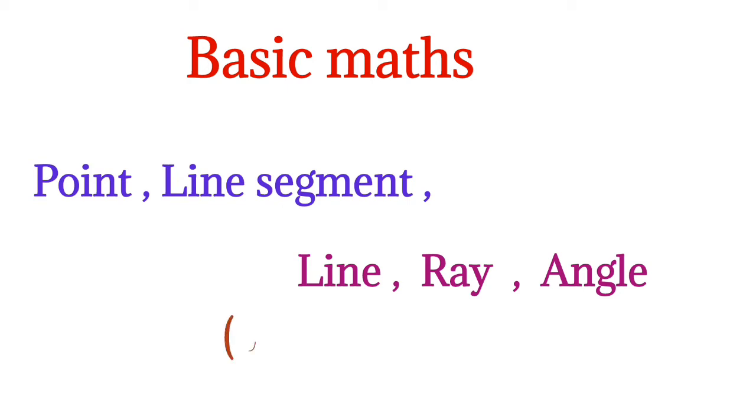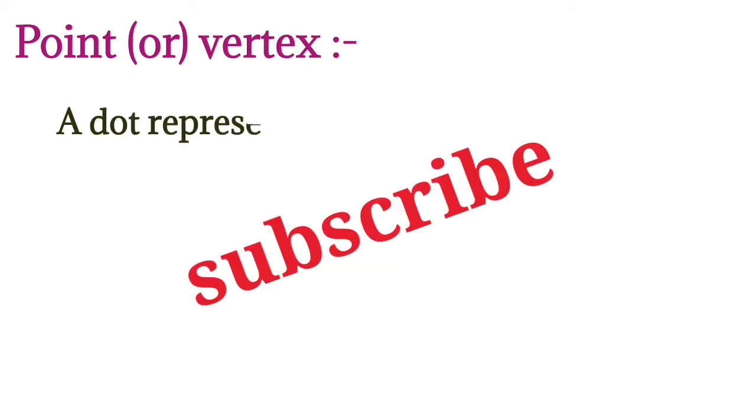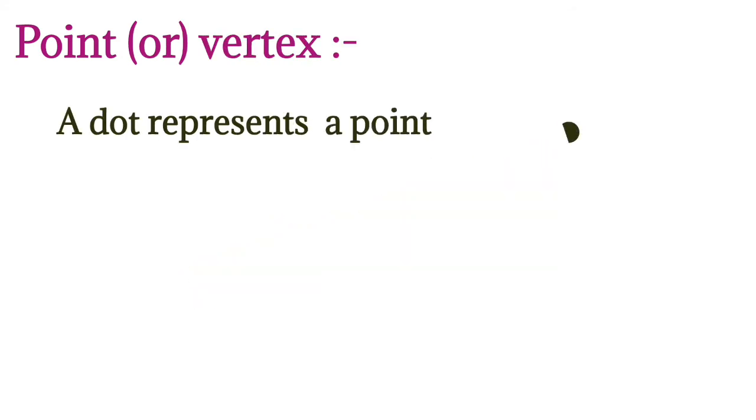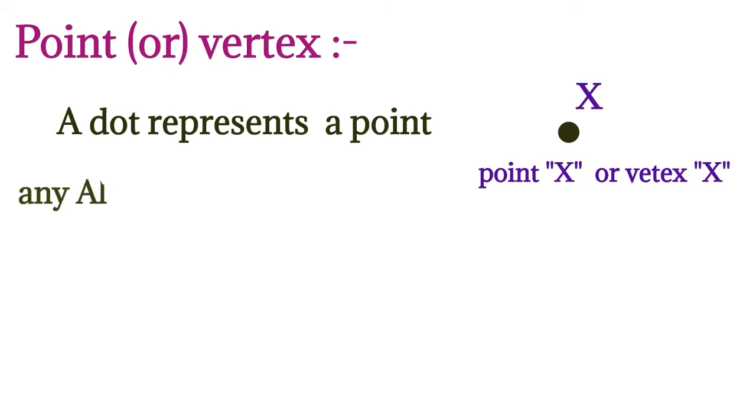See, first is point. Point, or we can say vertex. A point is an exact location. A dot represents a point. Here x is a point. We can represent it with any alphabet. Mostly we use capital letters to denote a point. Instead of letter x, you can use any alphabet to denote a point.